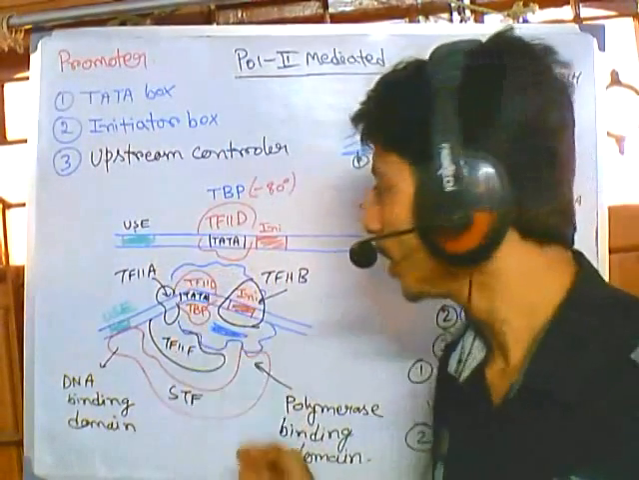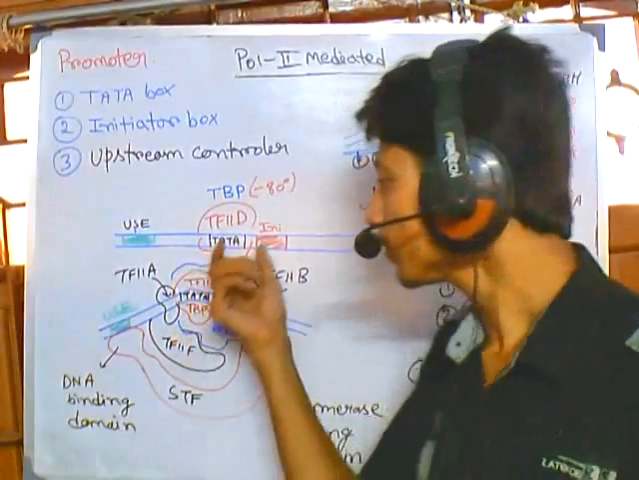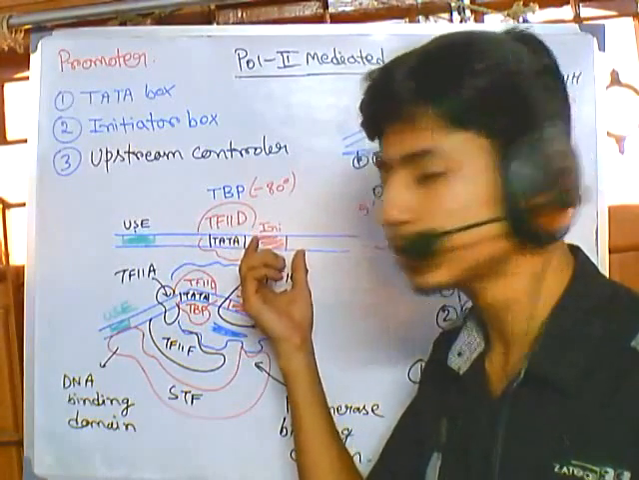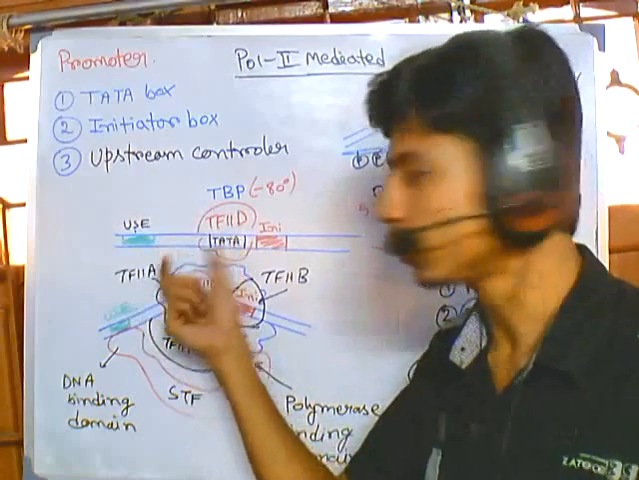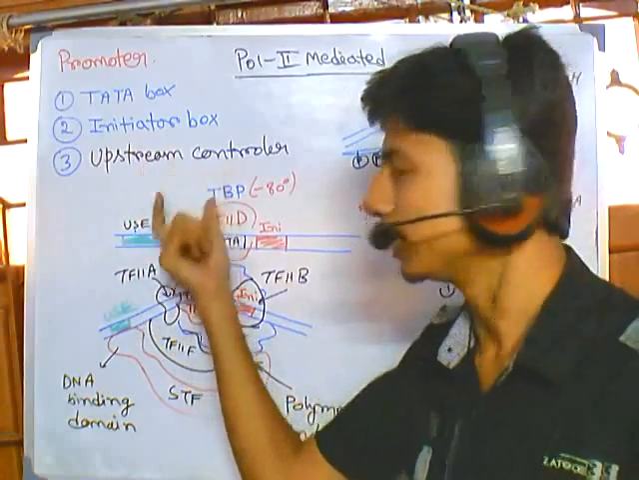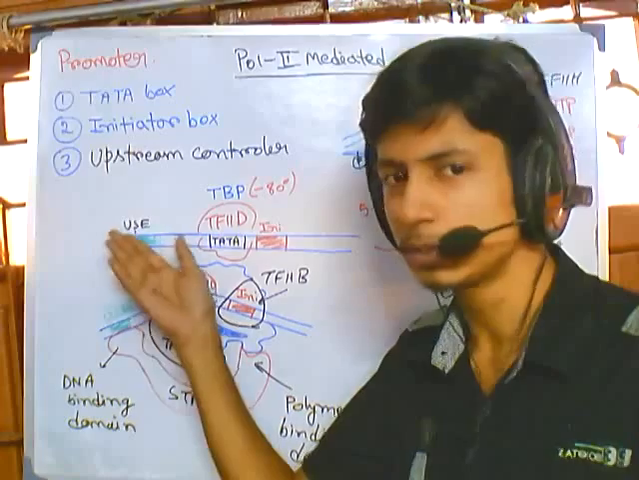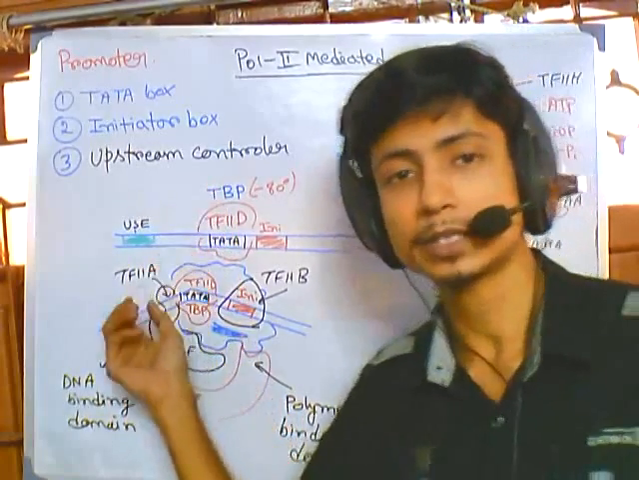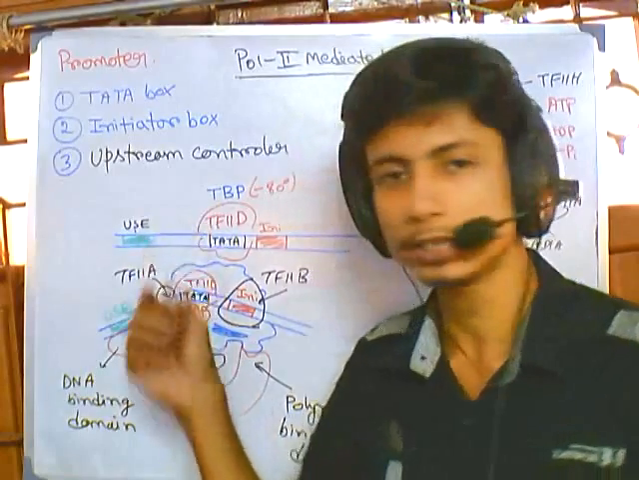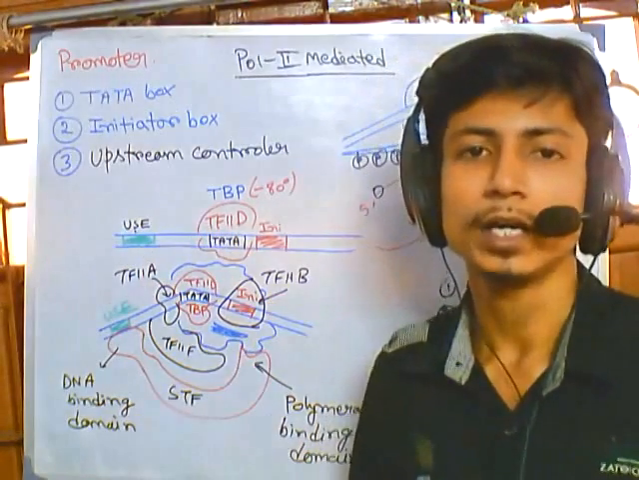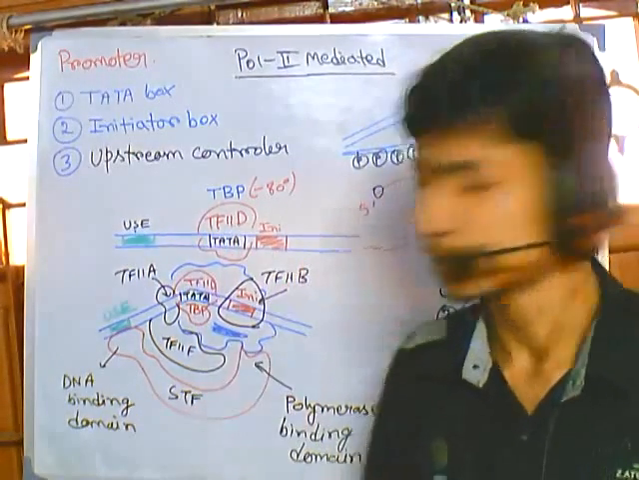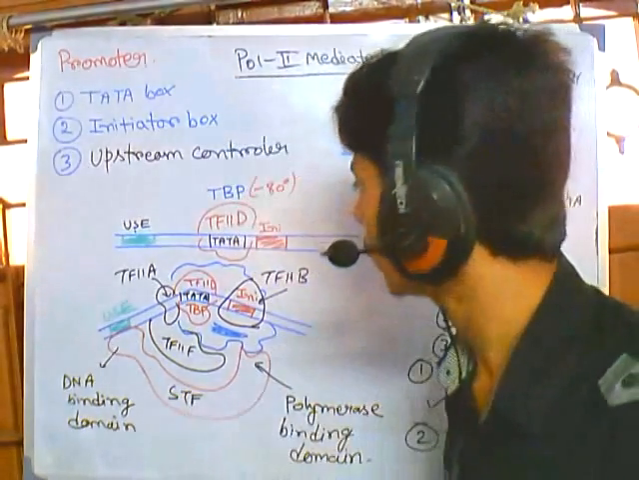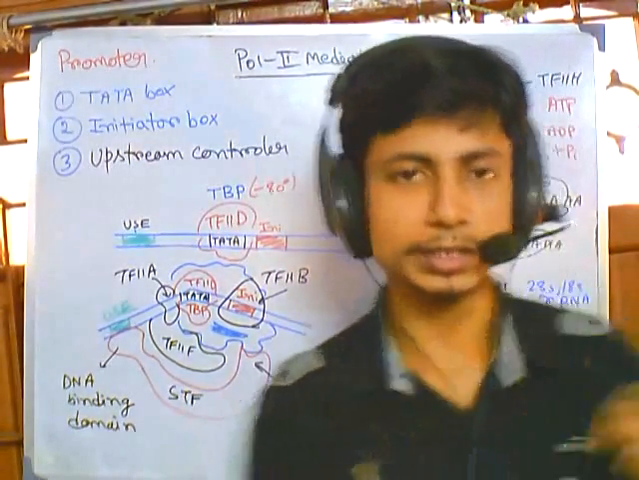Now the promoter sequence of this polymerase 2 mediated process must be divided into three different parts. One is the Tata box. Downstream of the Tata box, we have the initiator box sequence, and upstream of the Tata box we have the upstream control element, or UCE. You can write USE or UCE, whatever, but the thing is it's an upstream element, or the region for the proper binding of transcription factors.